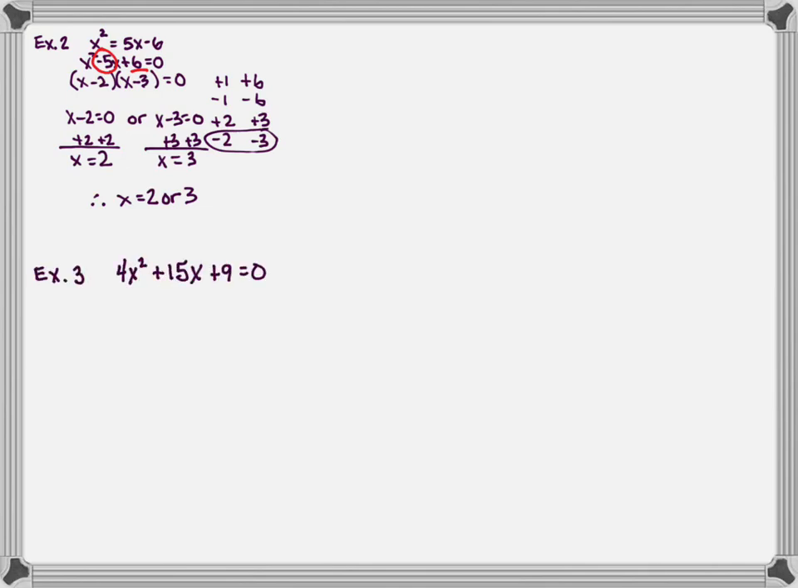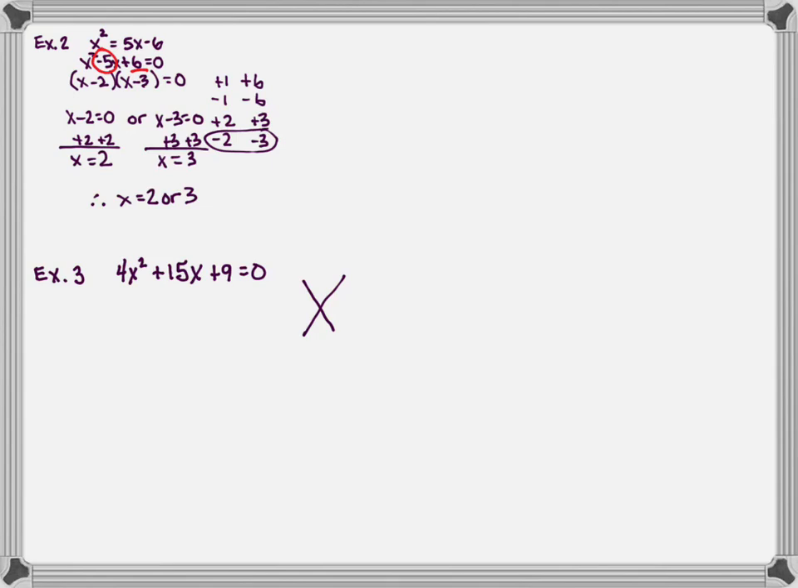Let's look at a third example. Here we have 4x squared plus 15x plus 9 equals 0. This is already in standard form. There is no GCF. We're going to try factoring.